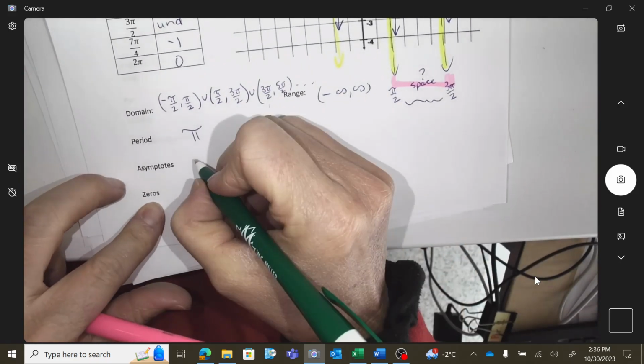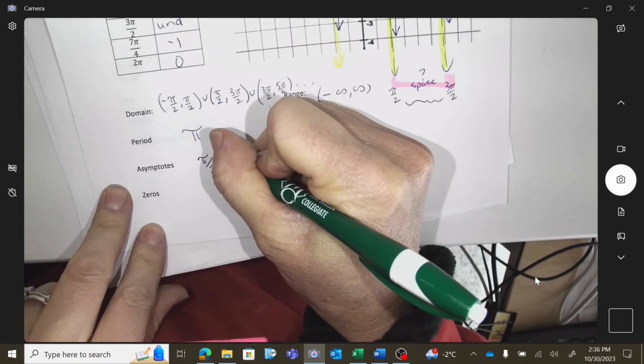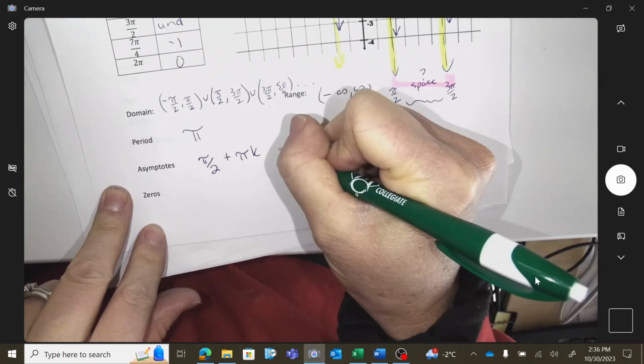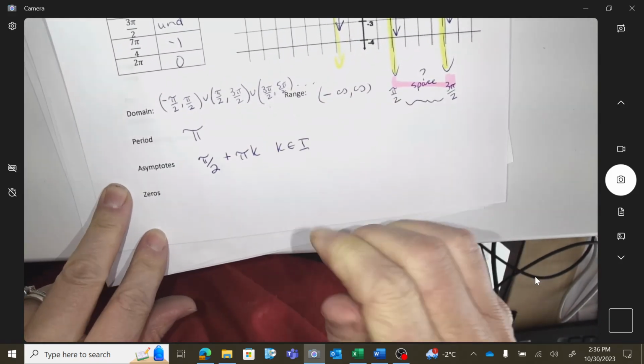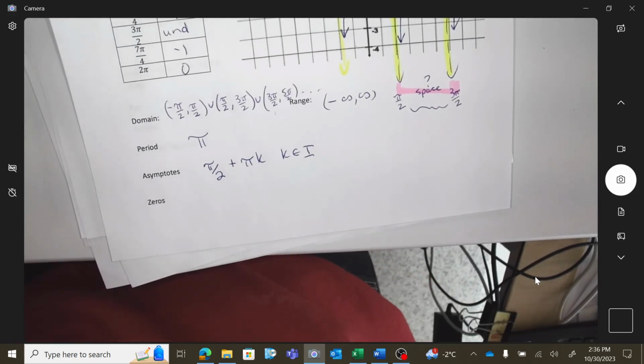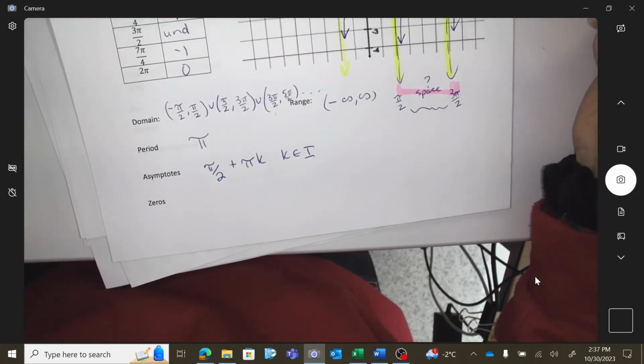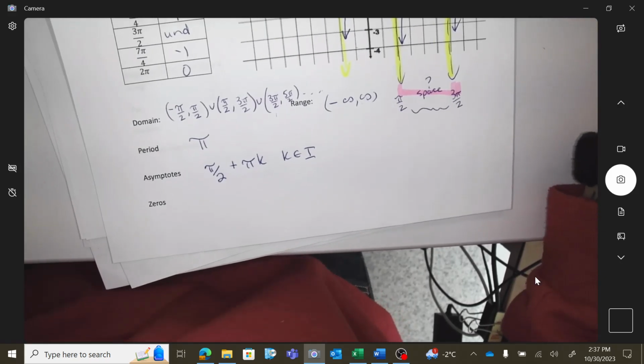So where are your asymptotes? Pi over 2 was an asymptote. Plus every pi after. Pi over 2, and if you jump a pi, you're at another one. If you go up another pi, you're at another one.